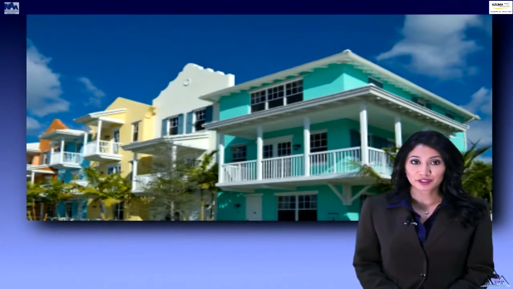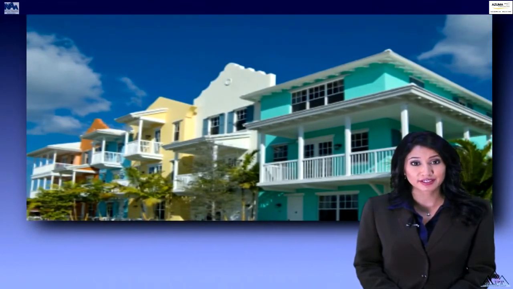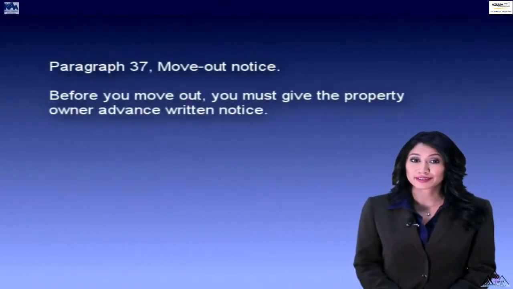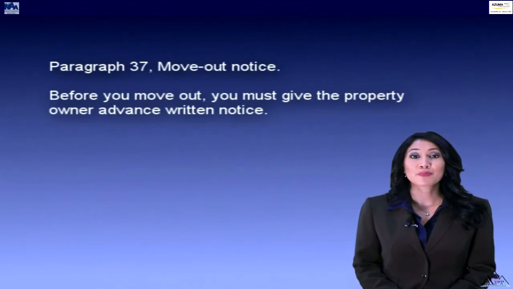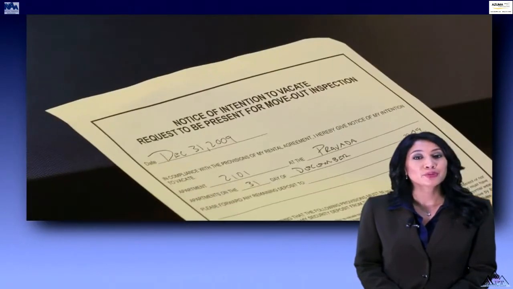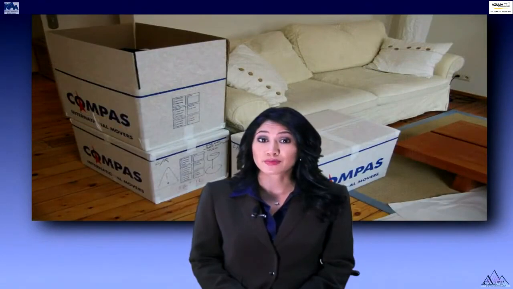The next section of the lease covers important items you must know in advance about moving out. Let's start with paragraph 37, move-out notice. Before you move out, you must give the property owner advance written notice. Note that doing so does not release you from your lease obligations through the end of the lease term or renewal period. And if you move out early, you're still liable for the full lease term and all the rent due during the full lease term.